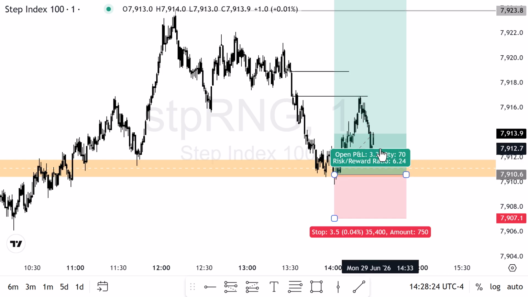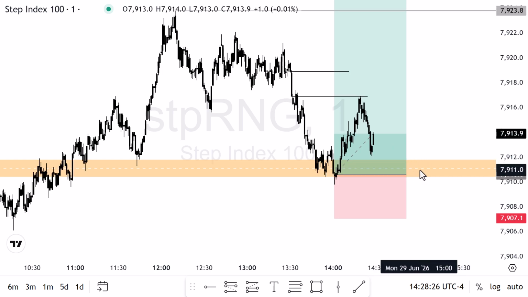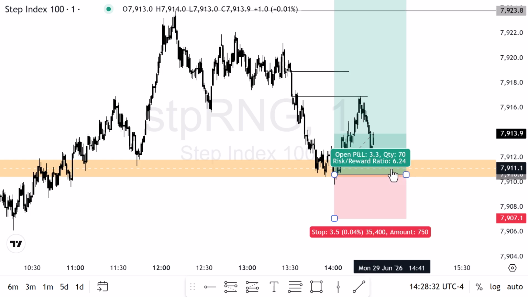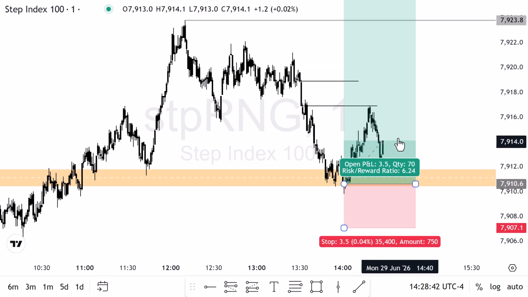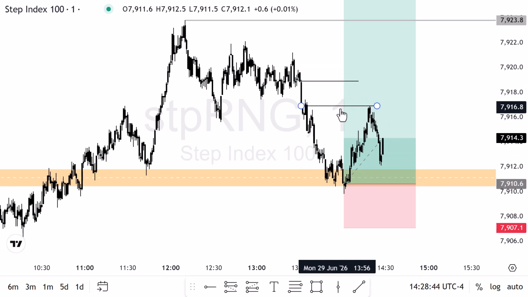You see, but if price were to trade back into the consequent encroachment, that would be very alarming. Very, very alarming. And especially if it trades below that fair value gap, well, I'd close that trade right there. Break even. Right? So you need to be careful around these particular guys.